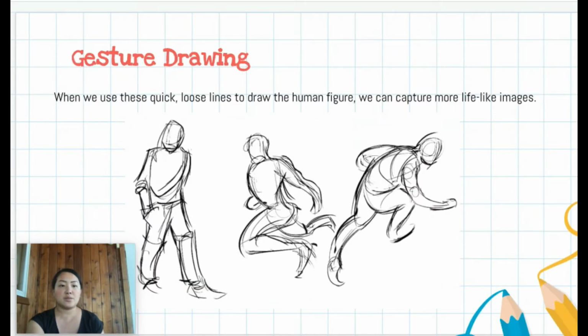Gesture drawing is when we use quick, loose lines to draw the human figure or our subject. And when we use these quick, loose lines, we can capture more lifelike images.